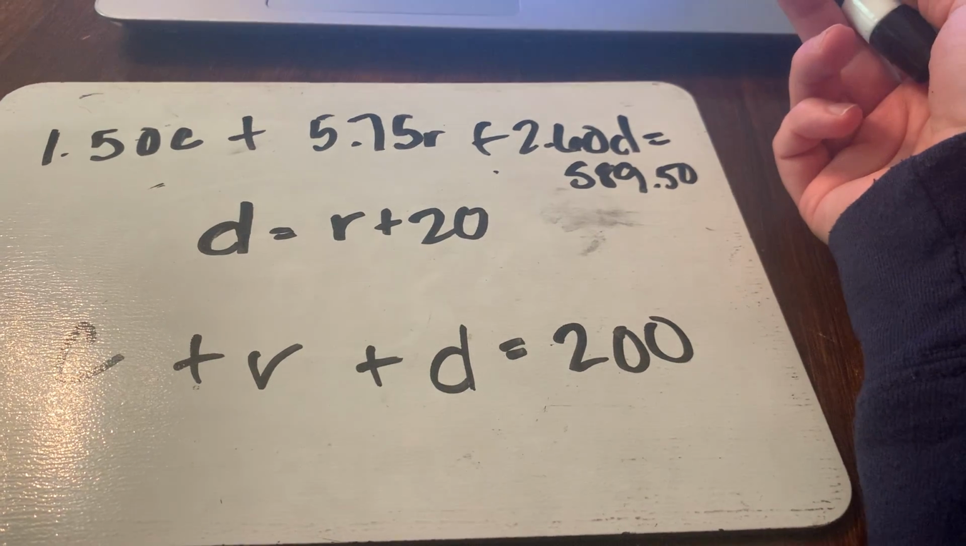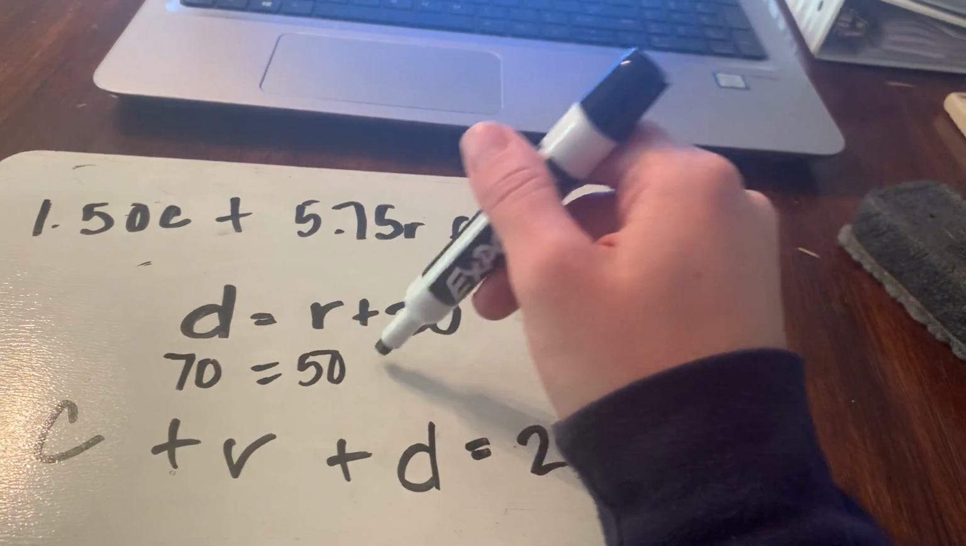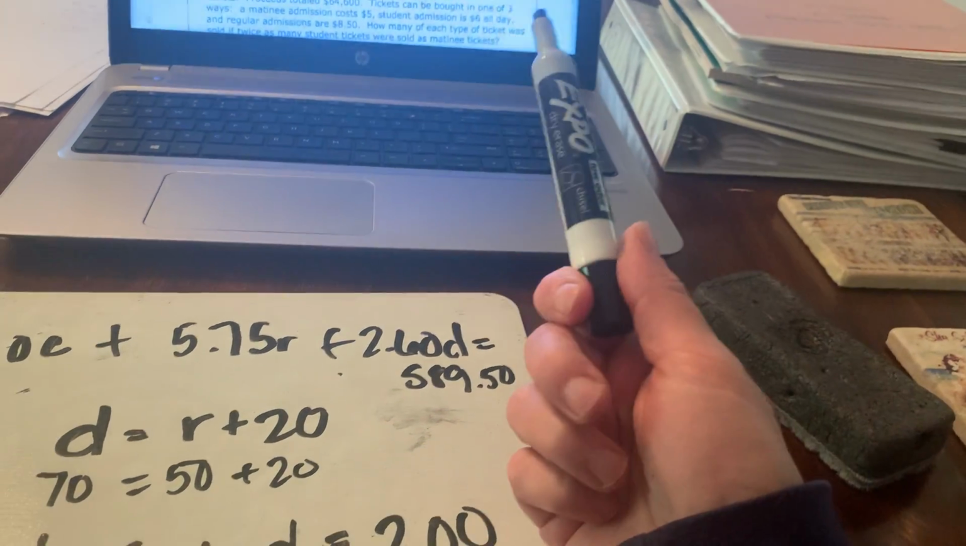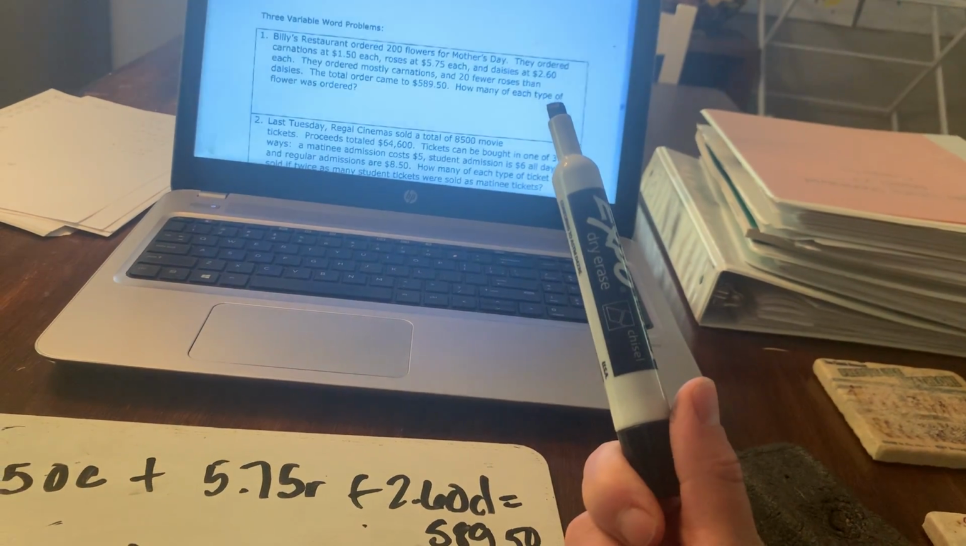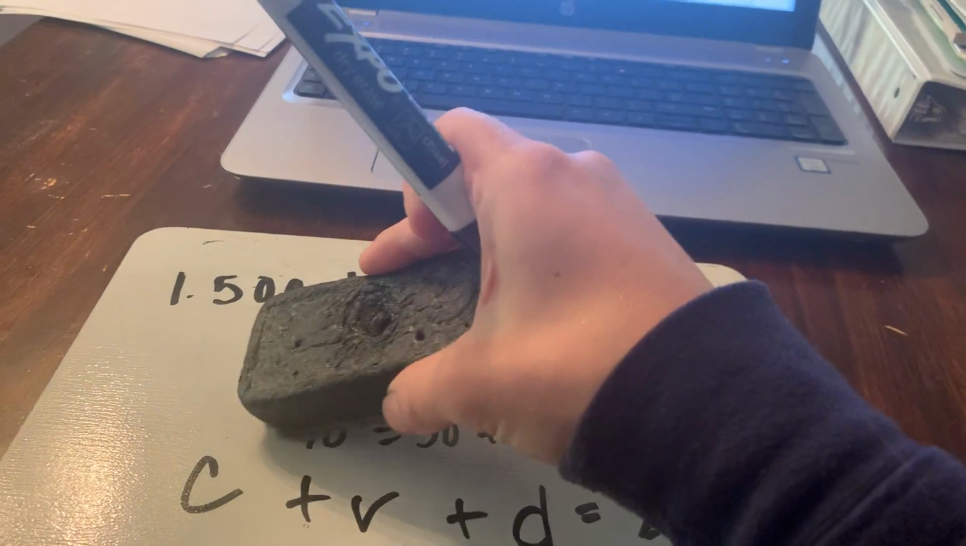Well, if we have 20 fewer roses, pick a big number. Let's say I have 70 daisies. That means I'd have to have 50 roses. I just made that up. Does that make sense compared to your problem? 20 fewer roses than daisies? Yep, that works. So I did write it right.